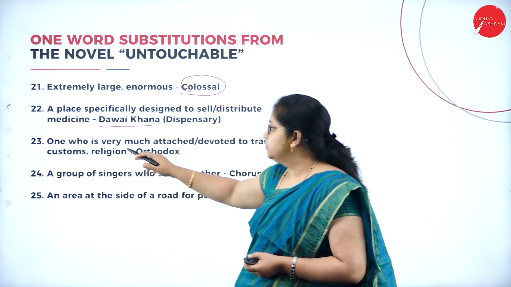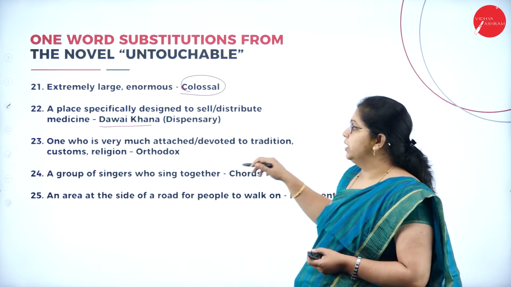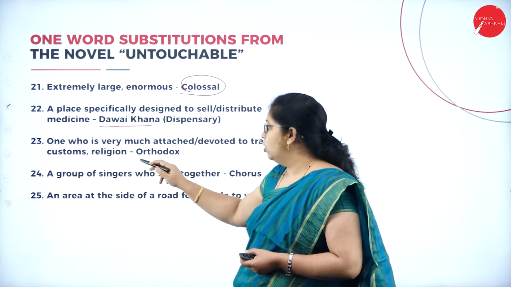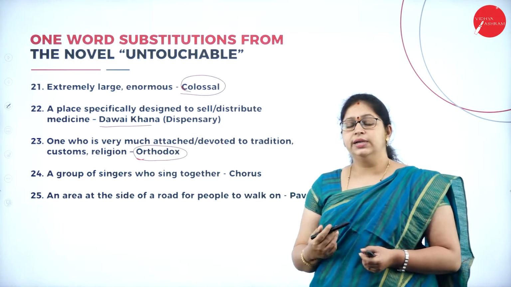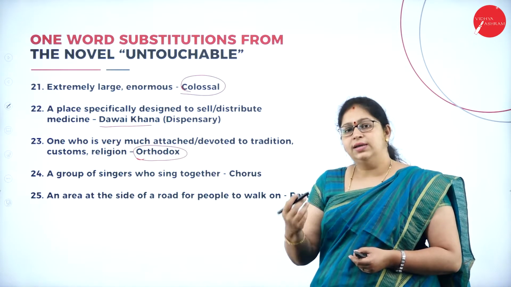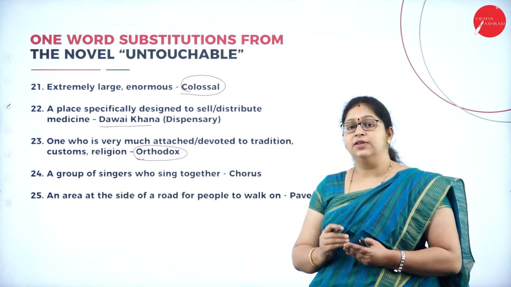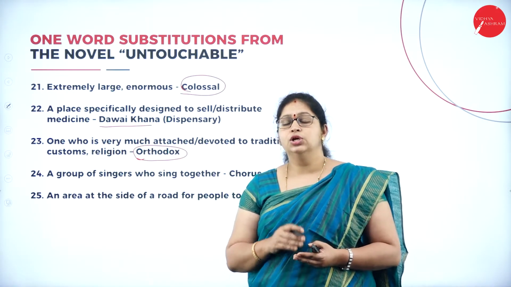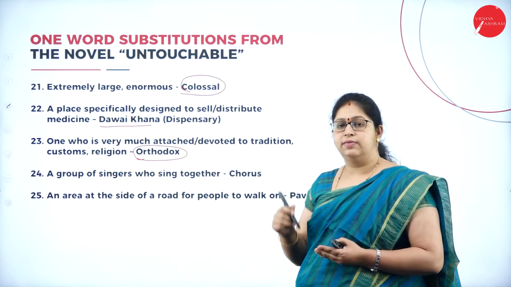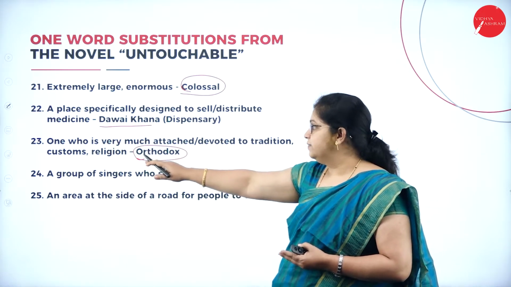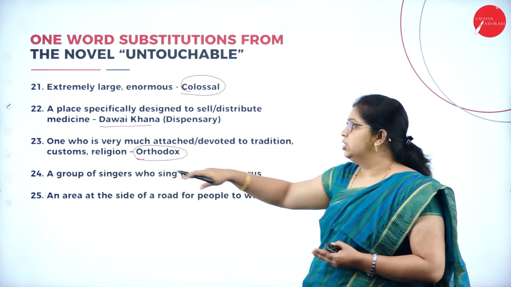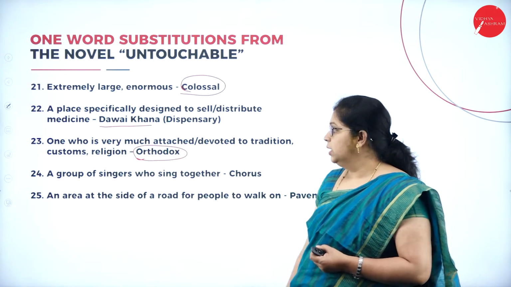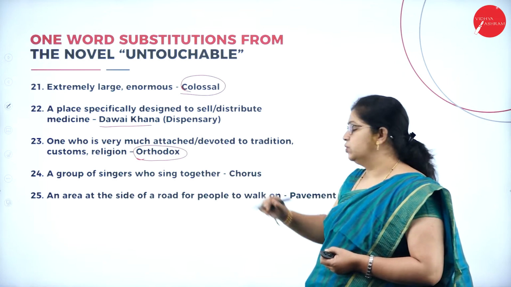Next, one who is very much attached or devoted to tradition, customs and religion. You will use this, orthodox. Usually Indians are called orthodox. Why are Indians called orthodox? Because the scientific reason is not properly passed to the next generations. So they are called orthodox. Otherwise, whoever believes or is attached to the tradition, customs or religion, that person is called orthodox. A group of singers who sing together.